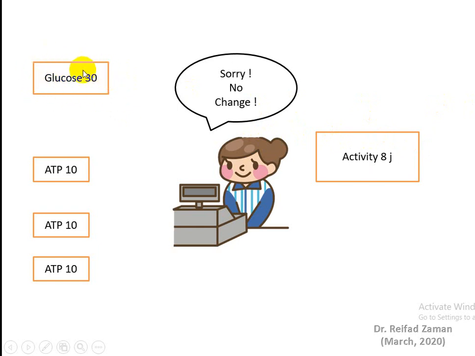Instead, what my cell does is that it does not release the energy it gets from breaking the glucose molecule; rather, it uses that energy to make ATP molecules. Say one glucose molecule gives 30 joules of energy; with that same glucose I can make 3 ATP. Each of these ATP will now give me 10 joules of energy. So next time when I need that 8 joule activity, I am not going to use this entire glucose molecule, rather I am going to use one of the ATP molecules. Then only 2 joules of energy is wasted.